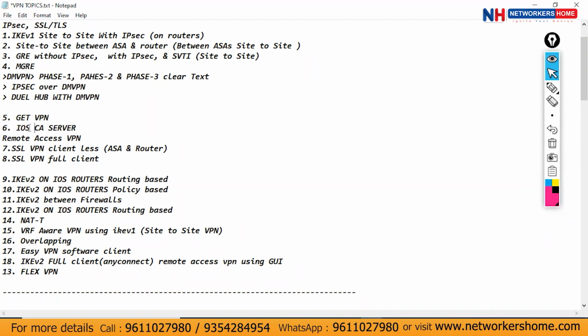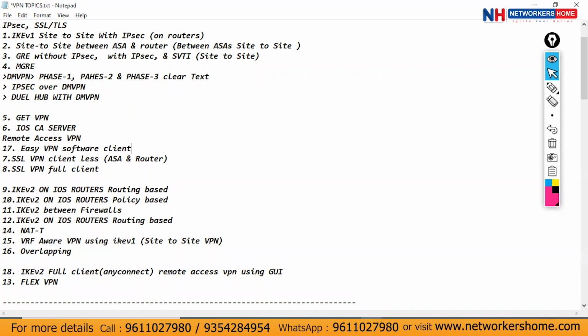From an examination perspective, the IOS CS server will also be very important for you to understand. Since version 3, 4, 5, we have got the CS server. We expect it in version 6 as well. Then comes the remote access VPN. Earlier in Cisco, there was a remote access VPN called the ISE VPN. This VPN also comes under remote access VPN, but this ISE VPN is no more present in your version 6.